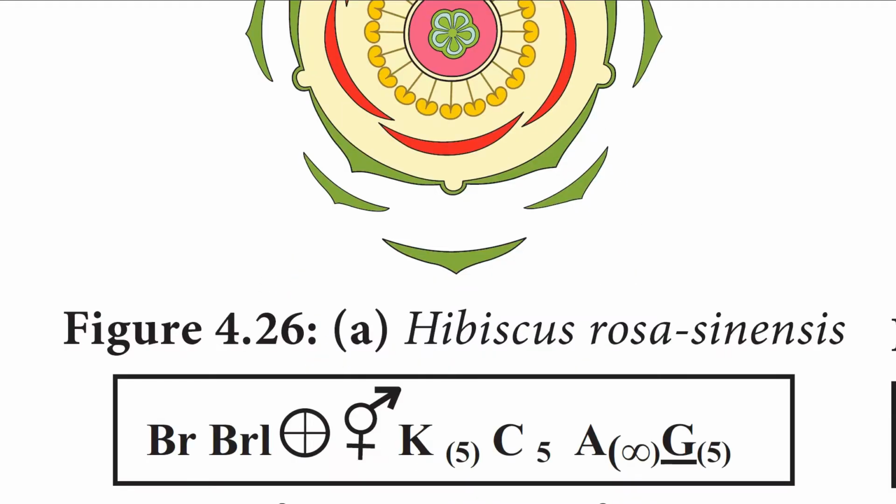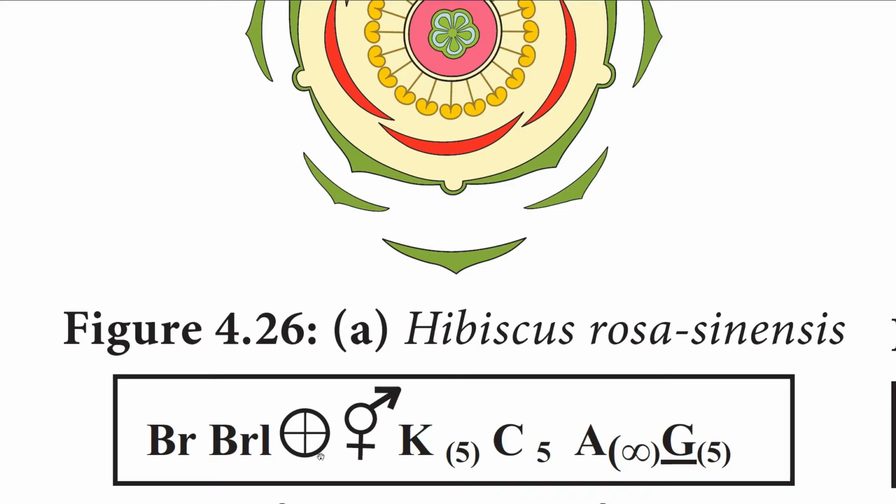And how to write the floral formula? Here BR will represent bracteate. If the flower has the bract, then we write BR. If it is absent, we have to write EBR. The BRL represents bracteoles. If it is absent, we have to write EBRL.